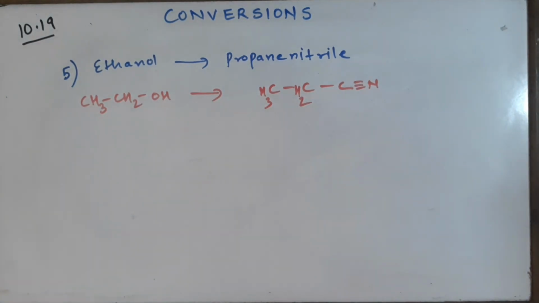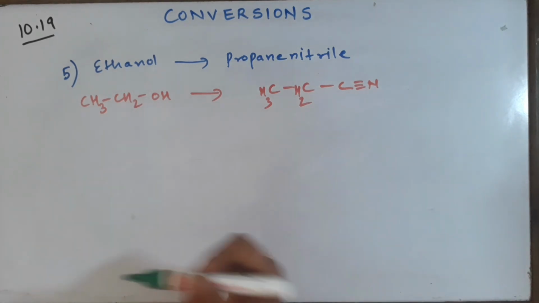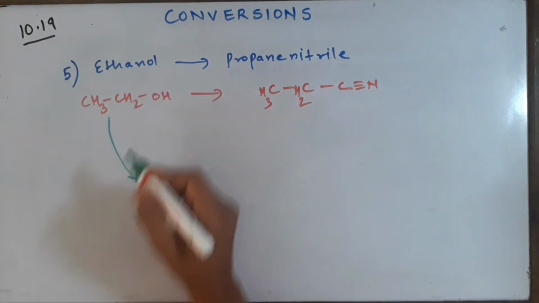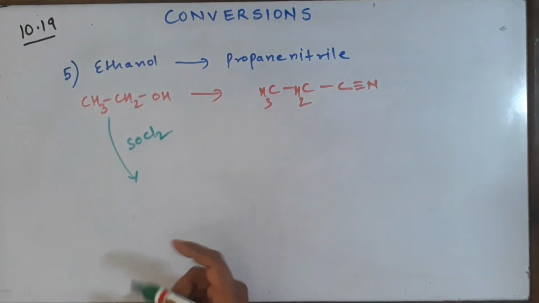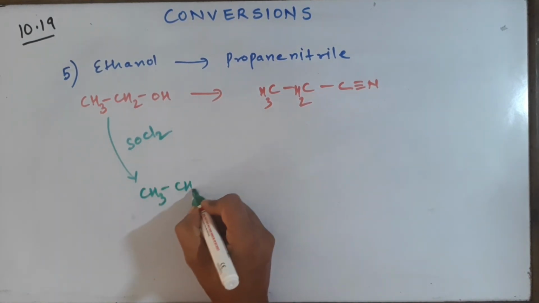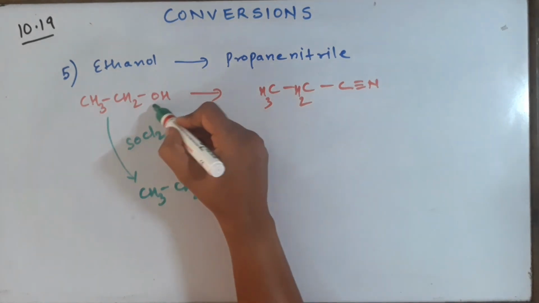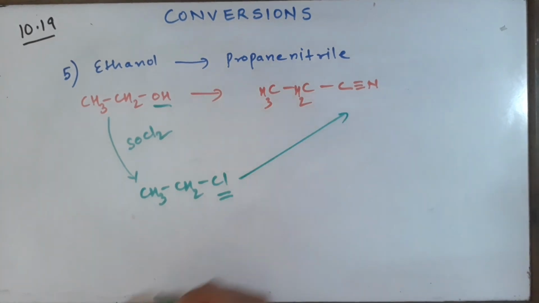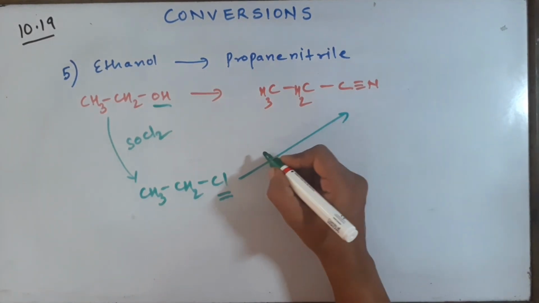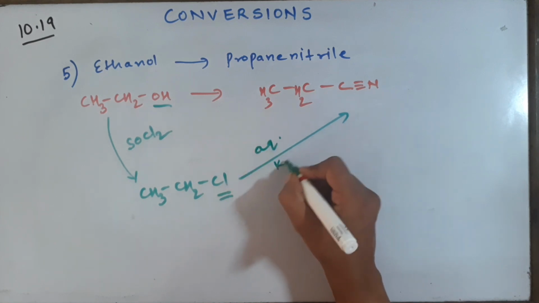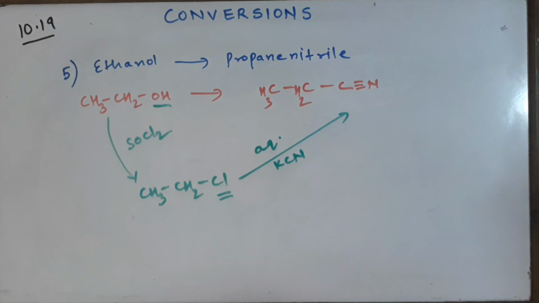First you should be able to draw the structures of these compounds. Now this is from alcohols, how to convert into cyanides. Just now we had done this. We have to simply add thionyl chloride or PCl3 or PCl5 so that we can get CH3, CH2Cl. We have removed the OH, we have added the chlorine over there. Now how to convert chlorine into cyanide group? By simply adding aqueous KCN. So this is so simple.